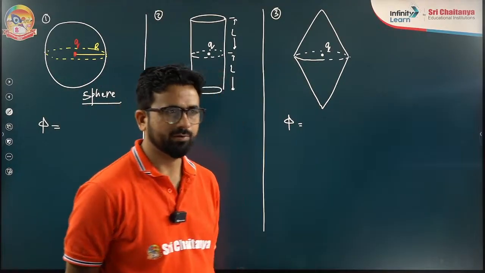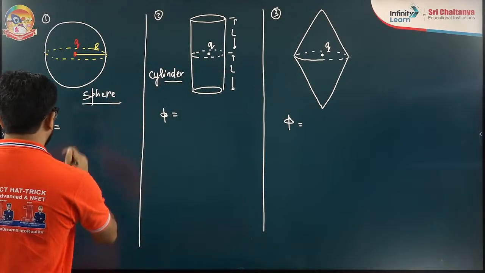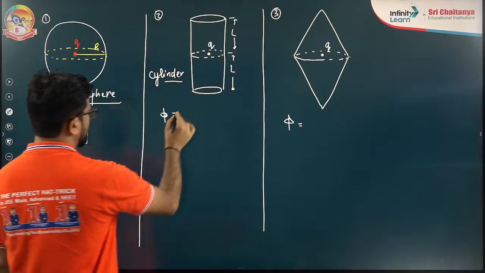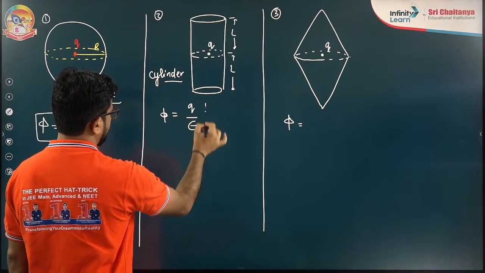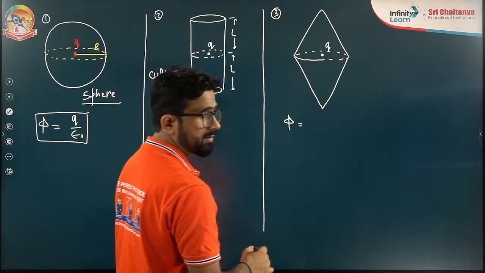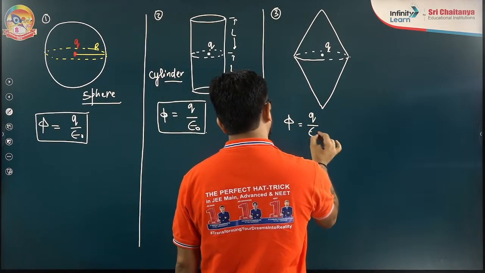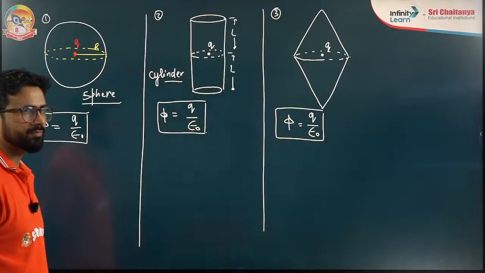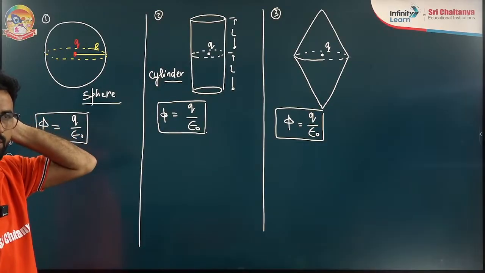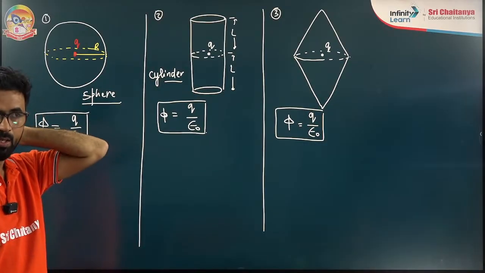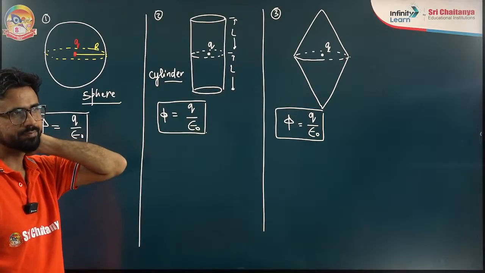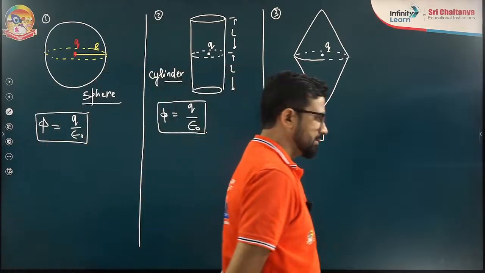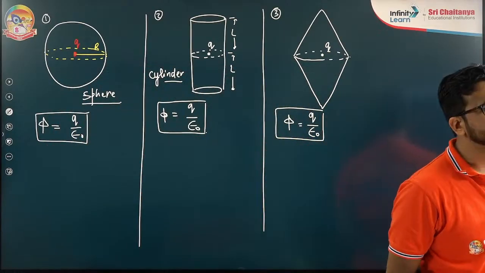Q by epsilon naught. Very good. So you can say this is Q by epsilon naught. Correct. This is also Q by epsilon naught. I think there is no problem. Any problem in this? Is it clear to everyone, beta? King, Gayatri, Madhulata, clear? This answer is clear to everyone.